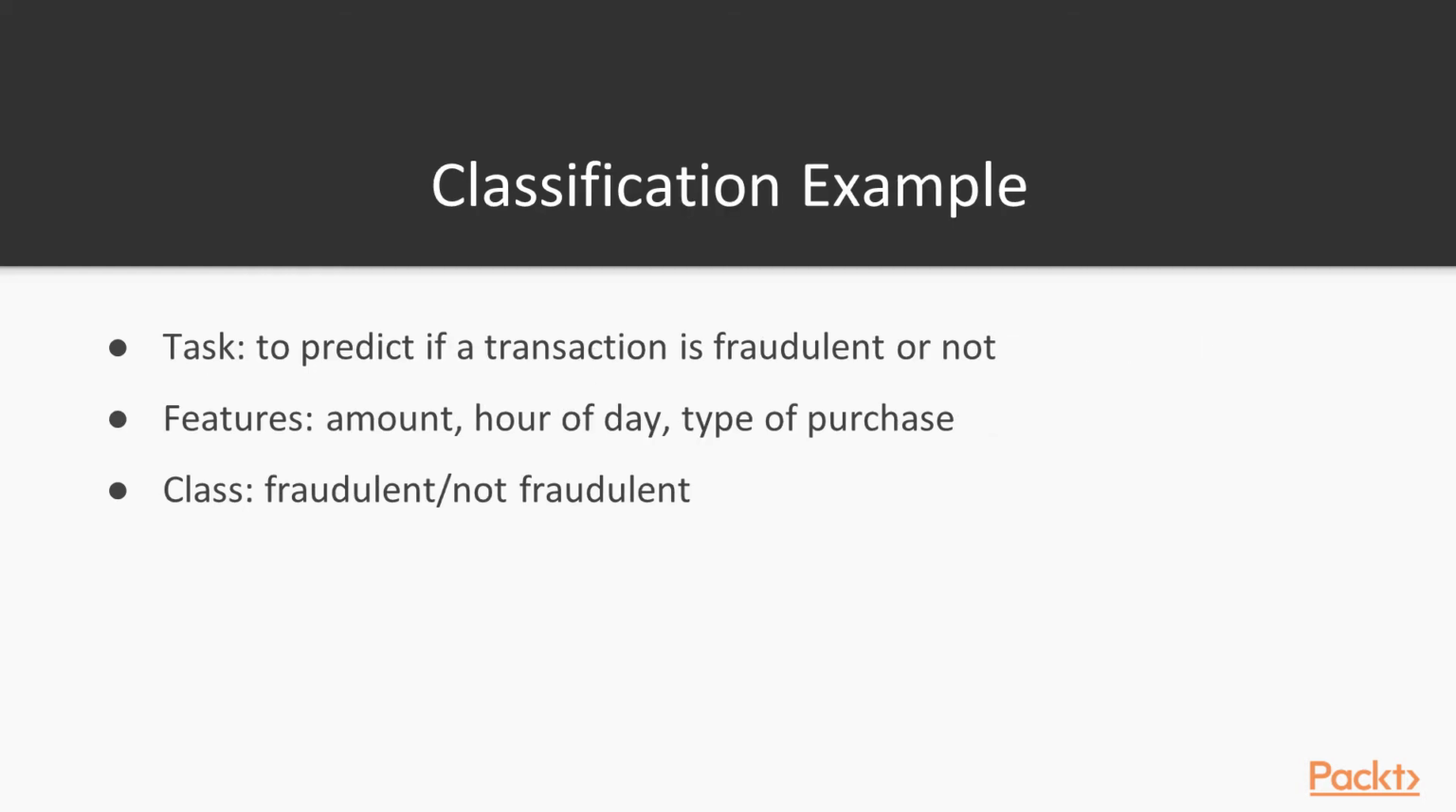This will become a little bit more concrete if we consider an example from outside of text processing. Let's imagine our task is to predict whether some transaction is fraudulent or not. This is something that a lot of credit card companies do all the time. In this case, your features for each transaction might be the amount of the transaction, the hour of the day that it takes place, and the type of purchase. Is it online? Is it in a store? Or so on. And then the class would be either fraudulent or not fraudulent.